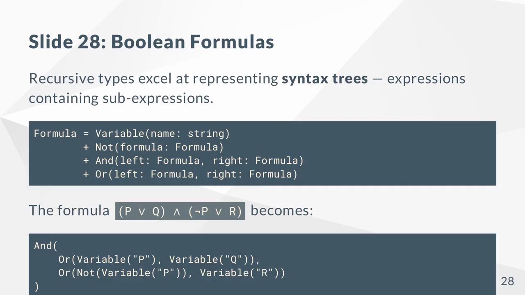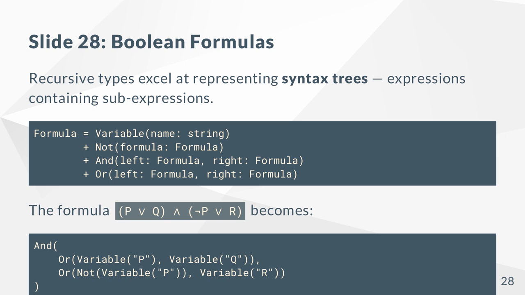Recursive types excel at representing syntax trees, expressions that contain sub-expressions. The formula type has 4 variants. Variable holds a name, not wraps a formula, and holds 2 sub-formulas, or also holds 2 sub-formulas. The formula P or Q, anded with not P or R, becomes and of, or of variable P and variable Q, and or of not of variable P and variable R. This is the abstract syntax tree of the formula.